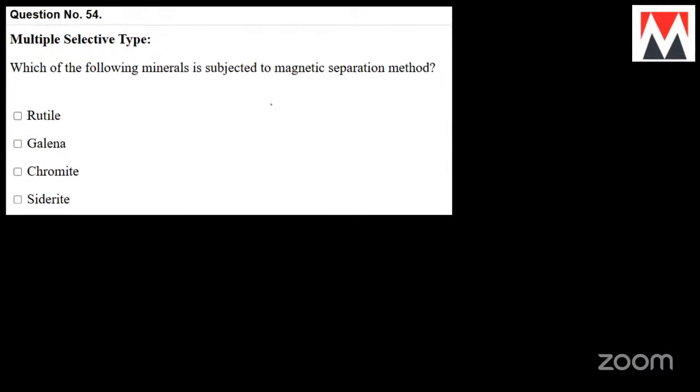Which of the following minerals is subjected to magnetic separation method? See, rutile is iron ore, chromite is chromium, ferrous, cobalt, nickel, chromium, all are magnetic material. Siderite is again an ore of iron, which is carbonate ore of iron. So again, it is also magnetic separation. Galena is zinc sulfate. This is not magnetic.